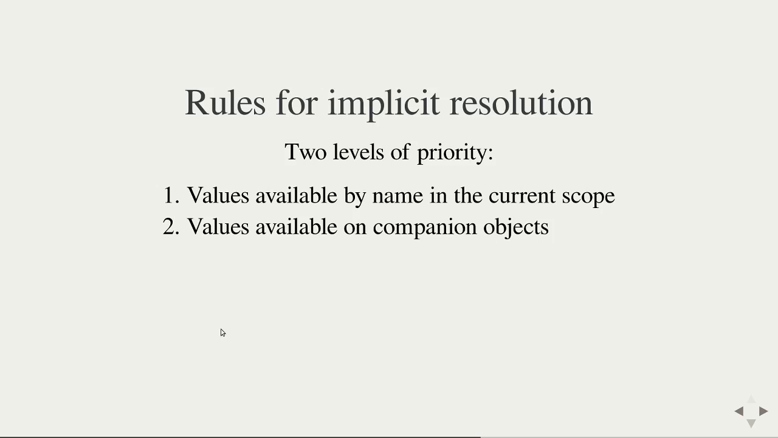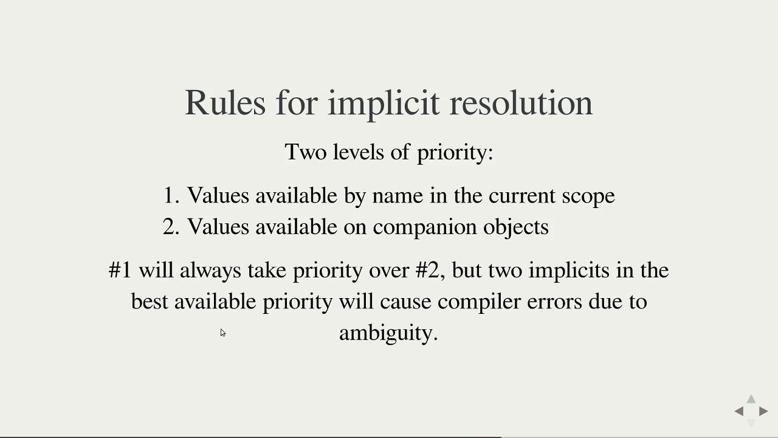And then number two is an implicit value made available on a companion object that is relevant in the current implicit conversion I'm trying to perform. So number one always takes priority over number two. But if there's more than one implicit that fits within the higher available tier, then it will throw an error and say, it's too ambiguous, I don't know. So if you have one that is available, like if you say implicit def, here's the function I want, and then you also have 20 applicable implicit conversions on a companion object, it'll use the one that's defined locally.